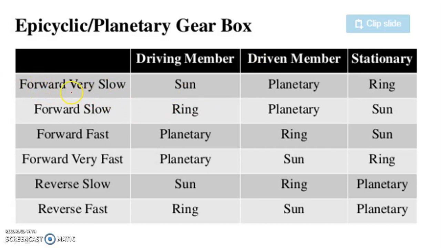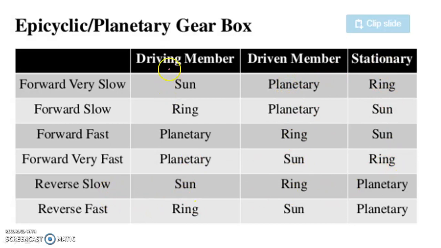We will get a forward very slow speed when the driving member is sun, driven member is planetary and stationary is ring. In forward slow position, driving member is ring gear, driven member is planetary gear and stationary is sun gear. In forward fast motion, driving member is planetary, driven member is ring gear, stationary is sun gear. For forward very fast speed, driving member is planetary gear, driven member is sun gear, and stationary is ring gear.